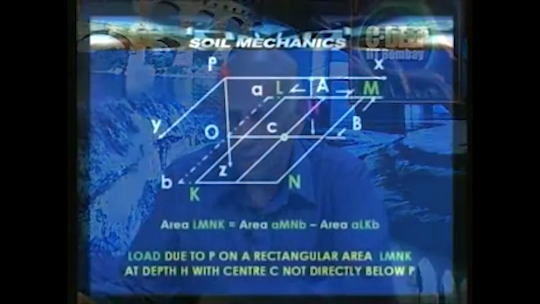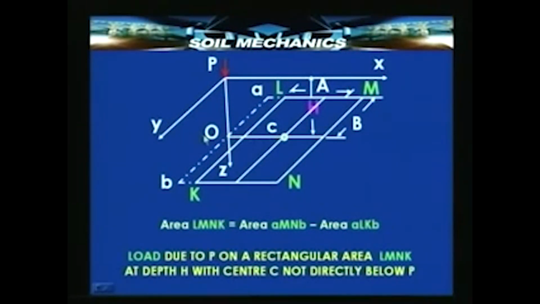We need to use this repeatedly to obtain the total load carried by the rectangular area LMNK, whose center now is not directly below P, but away from it by a certain distance. In this figure, for example, C is away from O, which defines the line of action of the load P. In order to determine the total load carried by this LMNK, what we need to do is to divide this into a set of rectangles.